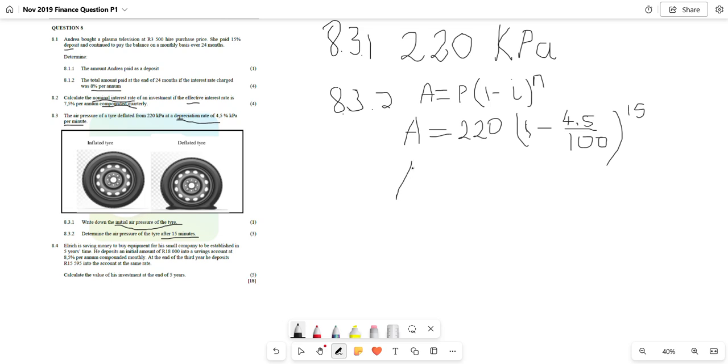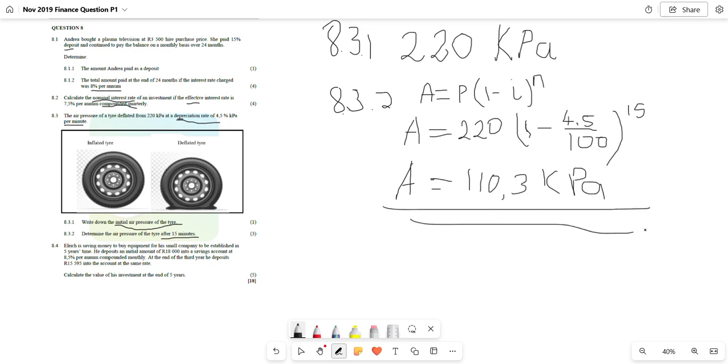Then A will be equal to, use our calculators, 220 in bracket 1 minus 4,5 over 100, all to the power of 15. Then this is going to give us 110,3 let's say to one decimal place, kPa.